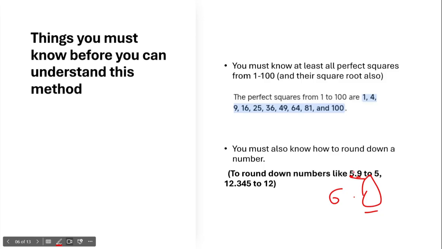Is it greater than 5? Yes, it's greater than 5. So we'll add 1 to the number before it. That will now turn into 6.0. So therefore we have rounded it up. But in this case, we're talking about rounding down numbers. So basically the way to round down a number is just remove the decimal portion of the number, simple and short. So from 5.9 to 5, from 12.345 to 12. That's basically how to round down a number. Just remove the decimal portion of the number.